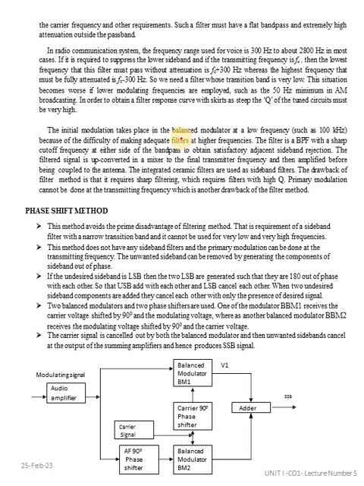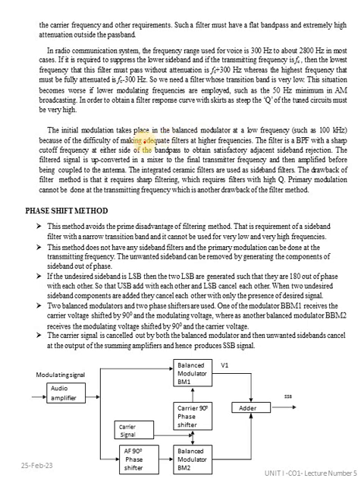If it is required to suppress the lower sideband and the transmitting frequency is FC, then the lowest frequency that this filter must pass without attenuation is FC plus 300 Hz, whereas the highest frequency that must be fully attenuated is FC minus 300. So we need a filter whose transition band is very narrow. This situation becomes worse if lower modulating frequencies are employed, such as the 50 Hz minimum in AM broadcasting. In order to obtain a filter response curve with steep skirts, the quality of the tuned circuit must be very high.